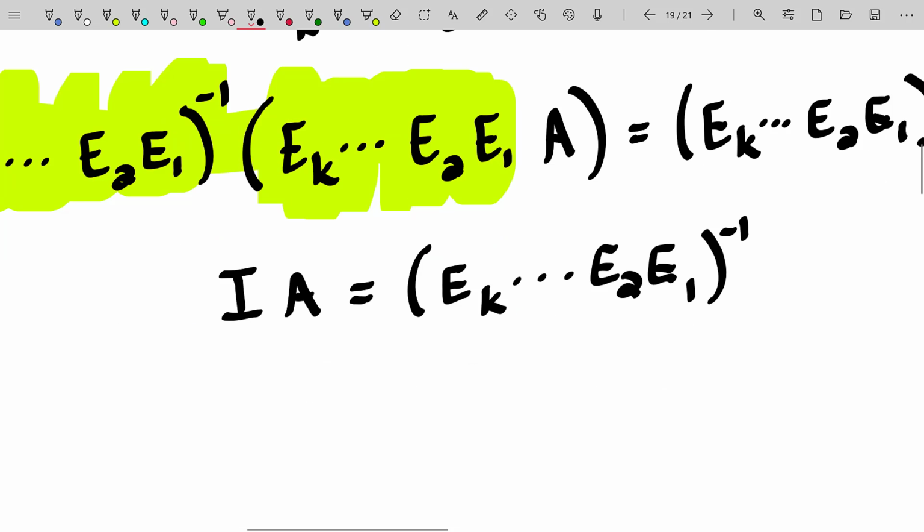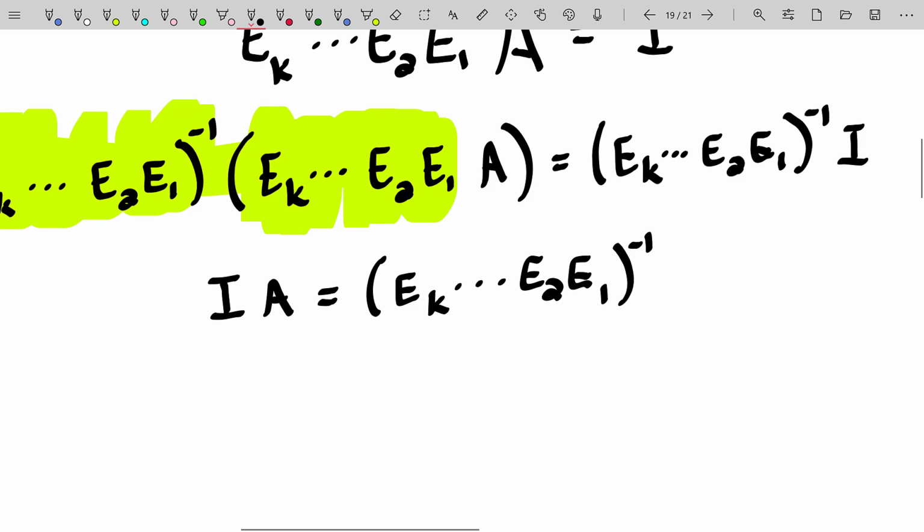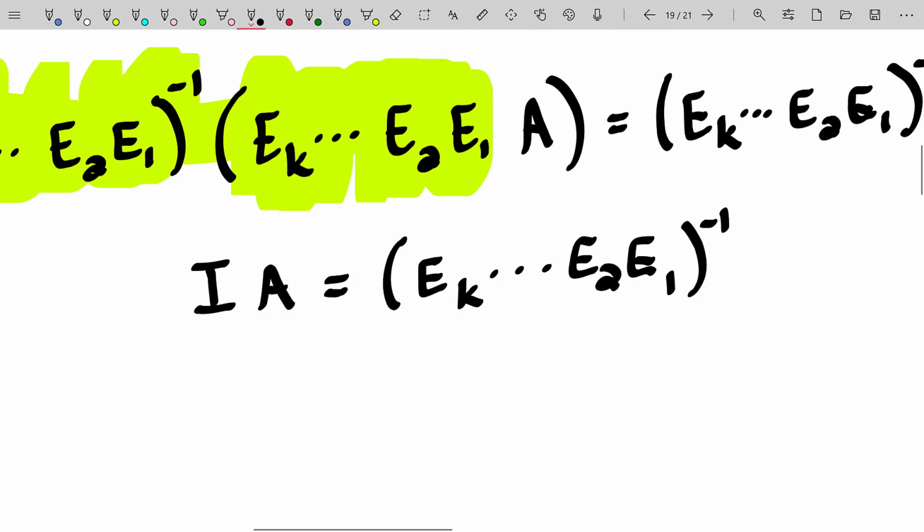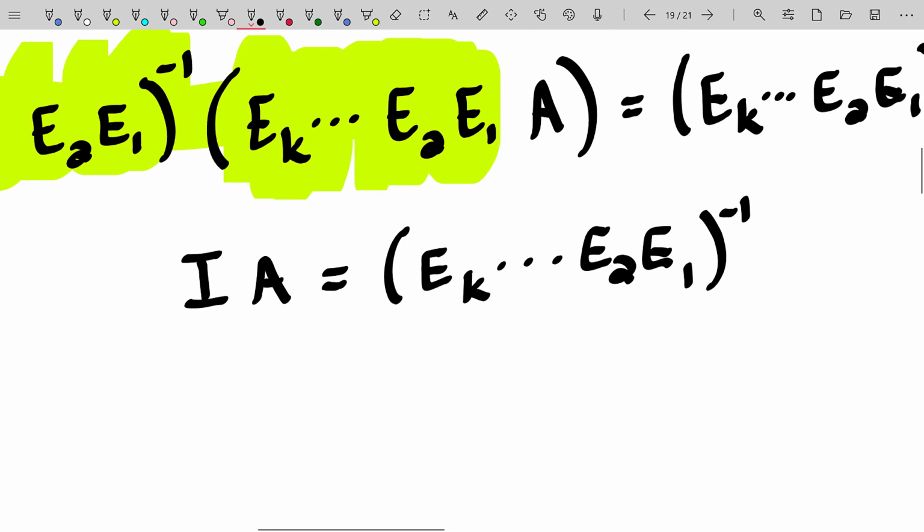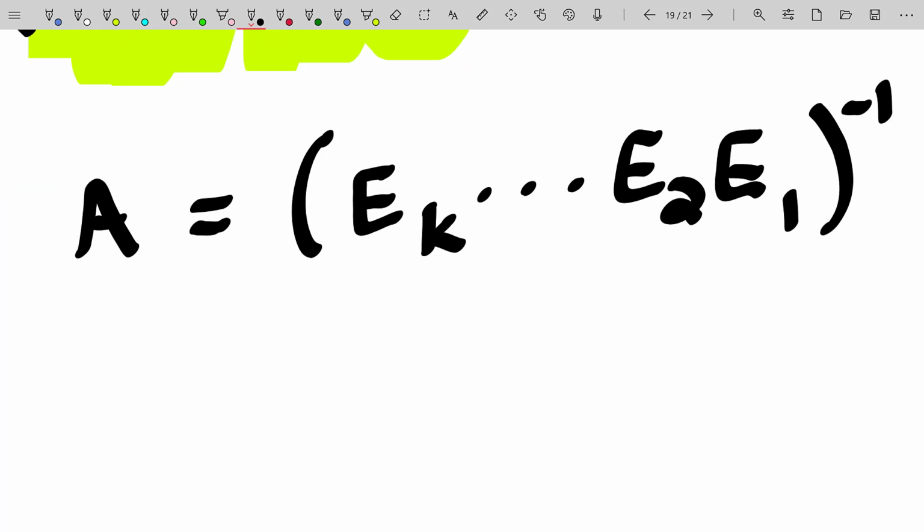And it's going to equal that right-hand side times the identity matrix, but we know that matrix on the right-hand side times the identity matrix, well, it's just that E_k to E_2 to E_1 inverse. That's it. Also, the identity matrix times A is just this guy right here. This tells us immediately A is invertible.